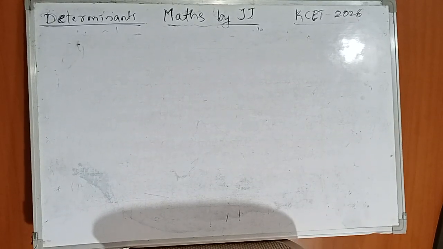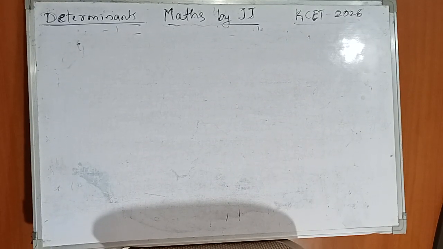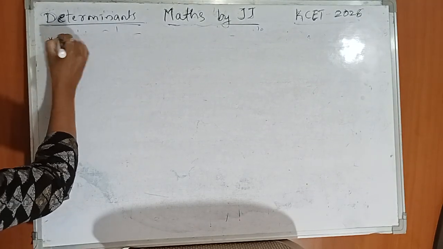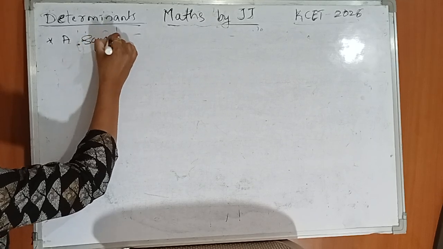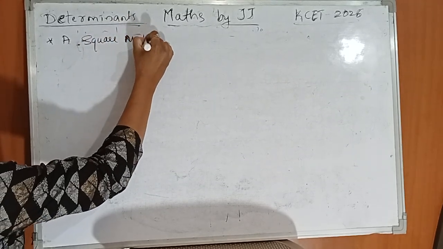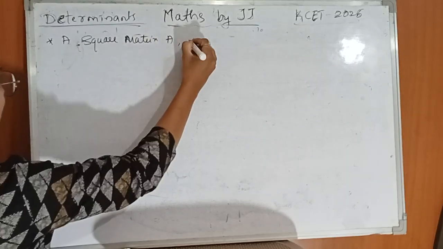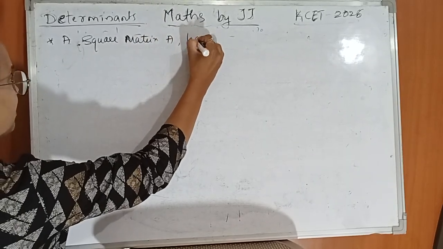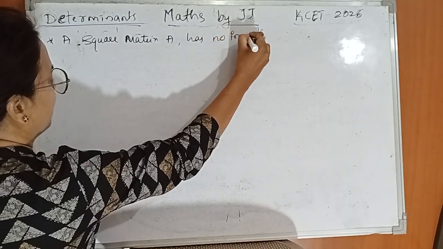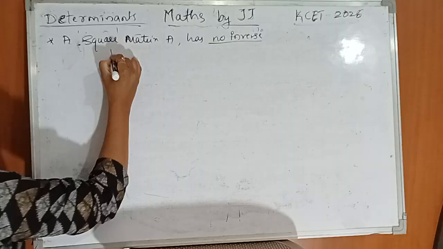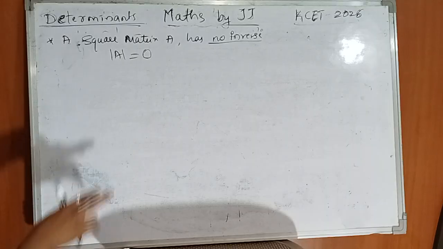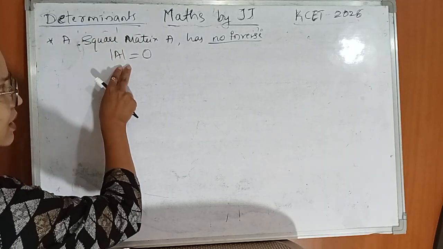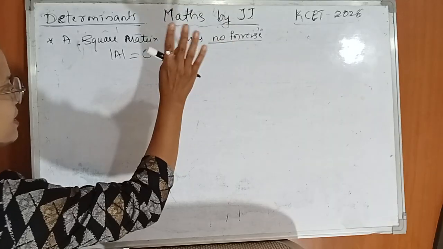Now, a few more points regarding the determinants I am going to discuss here, student. One important point is: a square matrix A has no inverse when the condition is determinant of A is equal to 0. That is, it is very clear that if the matrix is singular, then the matrix doesn't have its inverse.